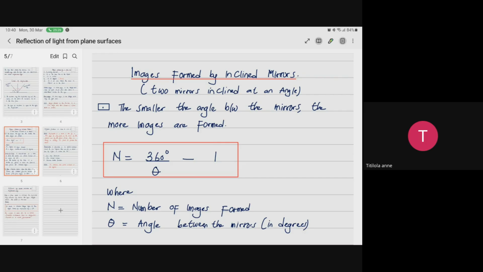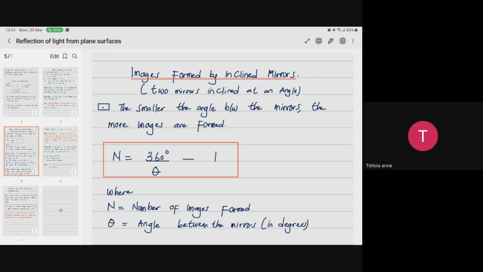There are a lot of applications of inclined mirrors, like inclining your mirror at 45 degrees and the rest of them. The smaller the angle between them, the more images are formed. You can have infinite mirrors, infinite images. So the smaller the angle, the greater the number of images formed. Which means that when you have 0 degrees as the angle between them, you have infinite images formed.